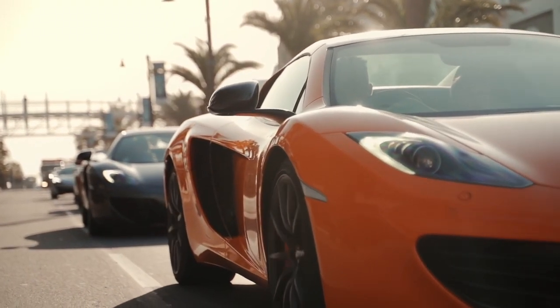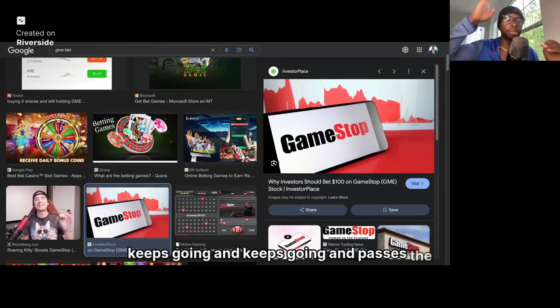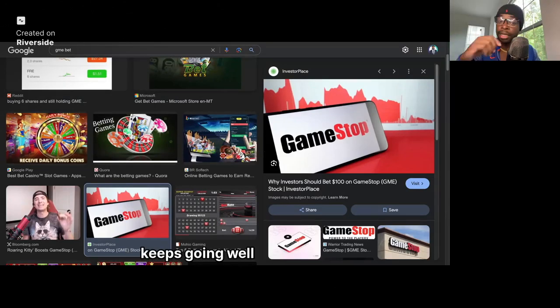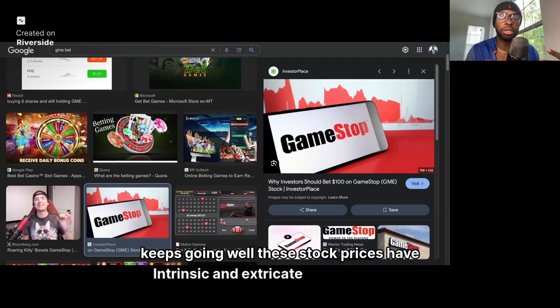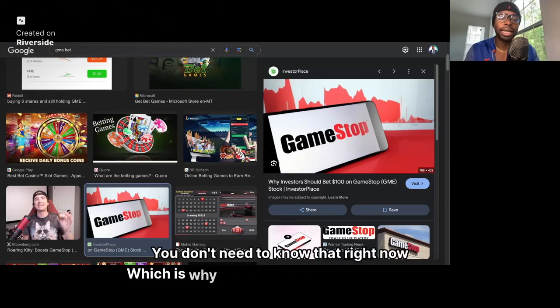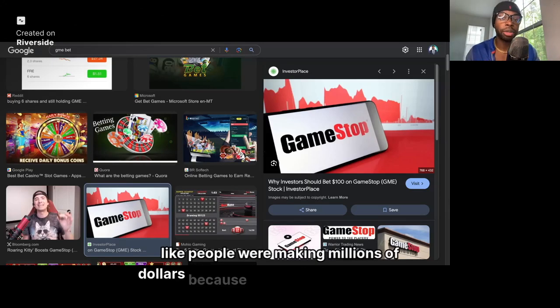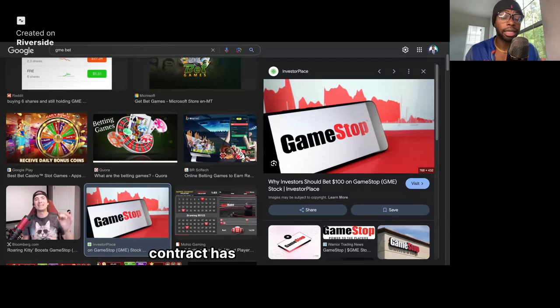If the stock goes in your direction and just keeps going and passes the price you said it would go to and just keeps going, well, these prices have intrinsic and extrinsic value, which we'll talk about later. You don't need to know that right now. Which is why during the GameStop times, people were making millions of dollars, because the contract has infinite upside a lot of the time.